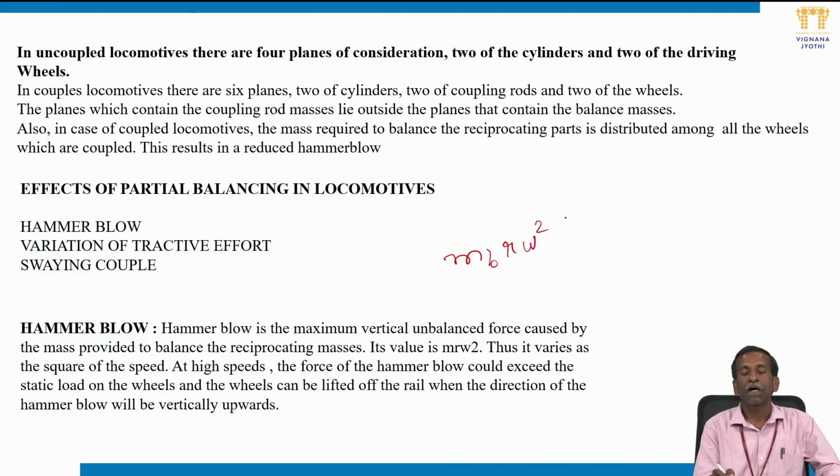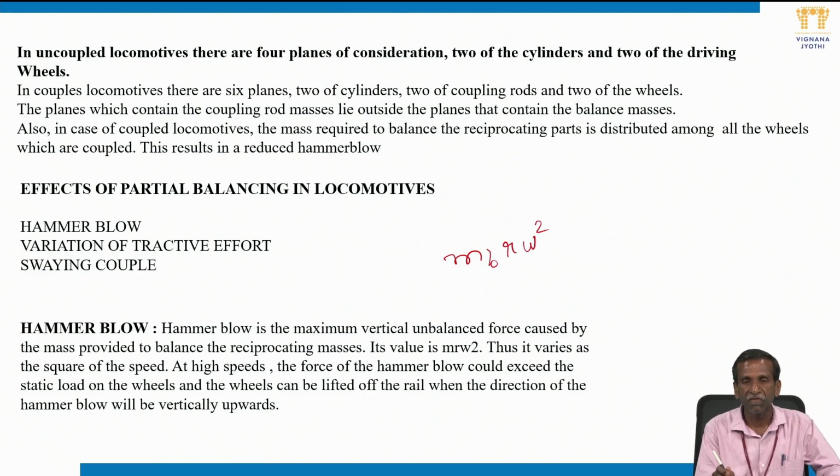The partial amount of mass which is kept for balancing is mb, a fraction c of m, where m is the mass of the reciprocating parts. So mb r omega square varies as the square of the speed; that is the variation of hammer blow. At high speeds, obviously, the force of hammer blow can exceed the static load on the wheels, and the wheels can be lifted off the rail when the direction of the hammer blow is vertically upward.